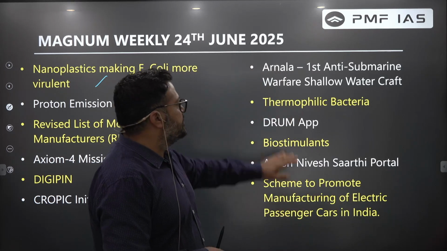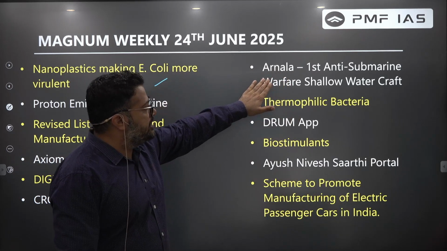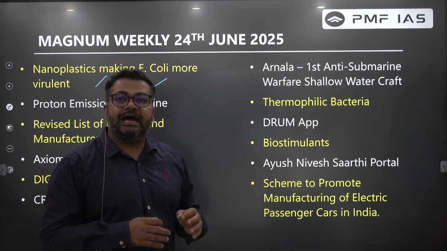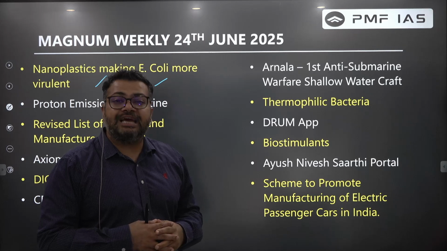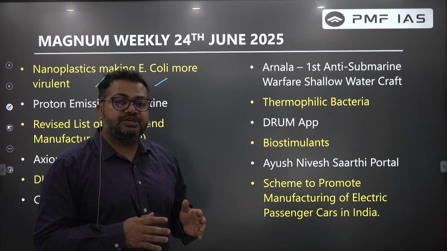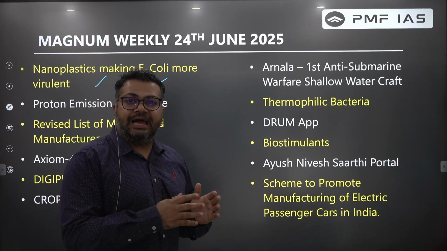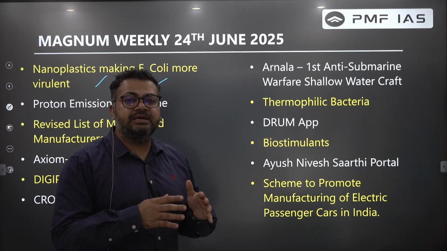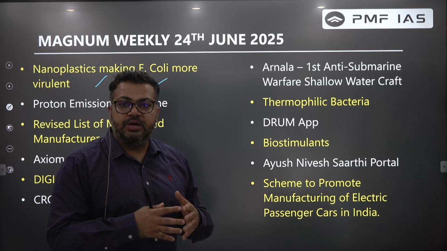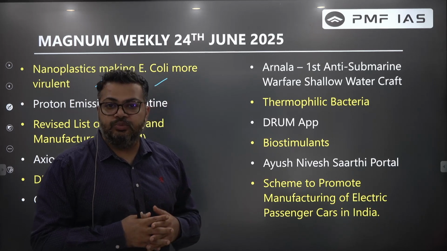Then we'll talk about Arnala. Arnala is India's first anti-submarine warfare shallow water craft. So it's basically a ship that is meant to conduct anti-submarine operations, especially in those waters which are shallow, where large ships cannot move in.